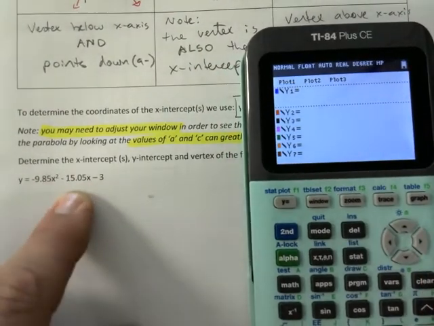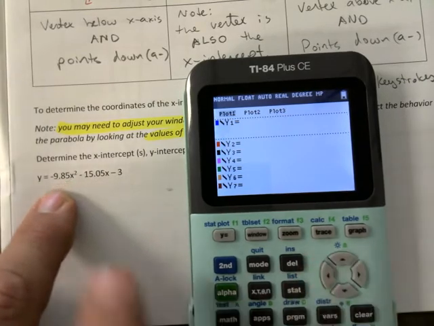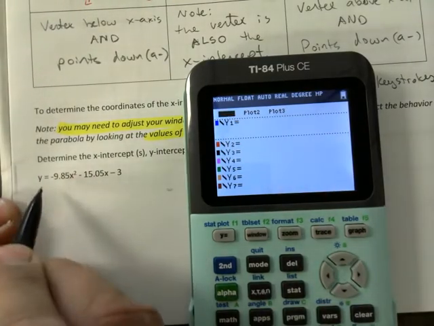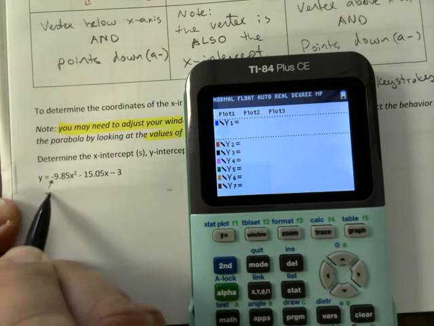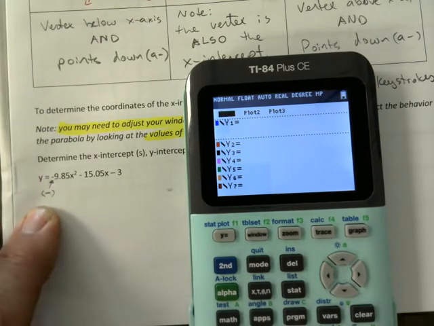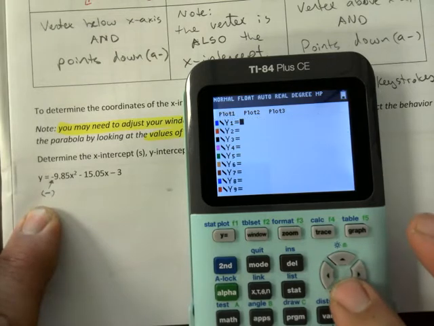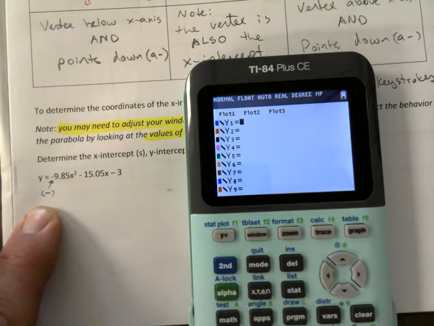So we're going to type this in. Be careful. Whenever you have a leading negative, you have to use the negative in brackets. That's very important in this course. It's not minus, but negative.